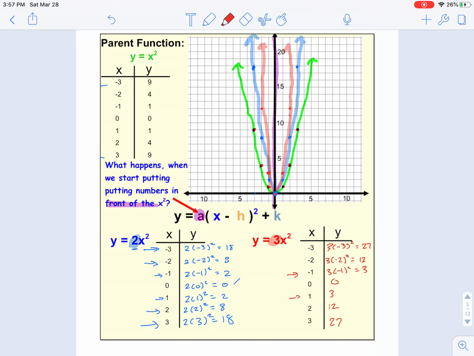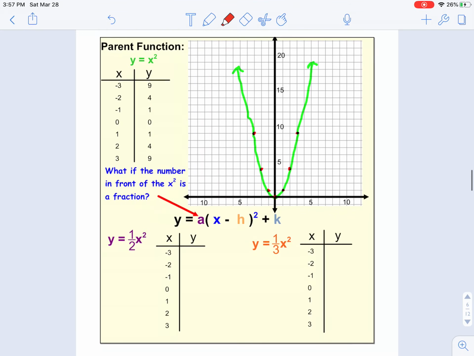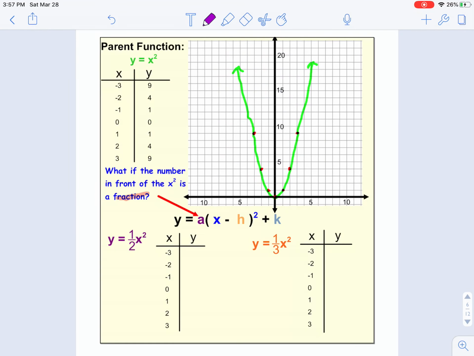The widest one was our parent function. I added a 2, it crunched in a little bit. I changed that to a 3, it came in even more. It's getting narrower and narrower. Well, what if we flip the script here and we start taking things that aren't bigger than 1, but are smaller than 1? What if I start putting, say, a fraction or a decimal in front there? Well, let's give it a shot.